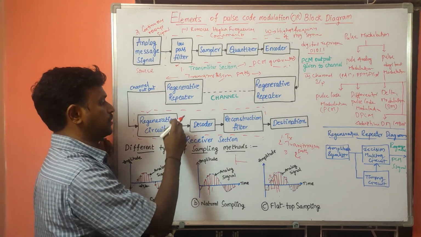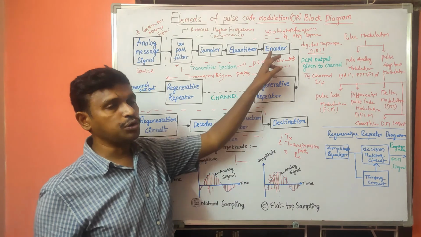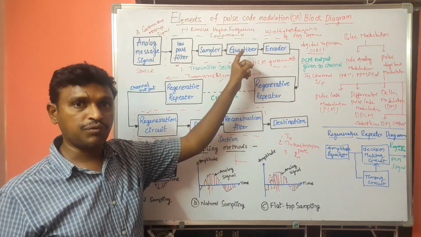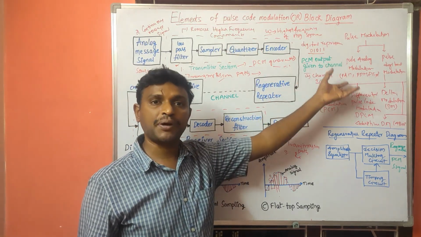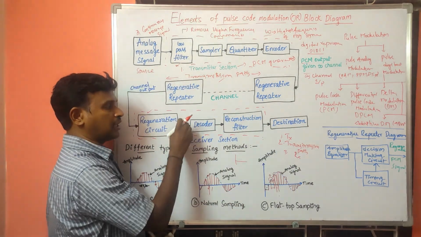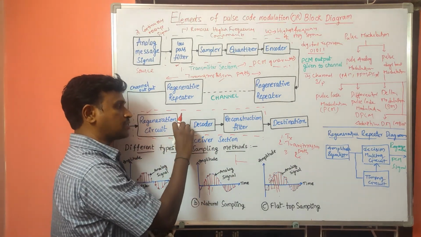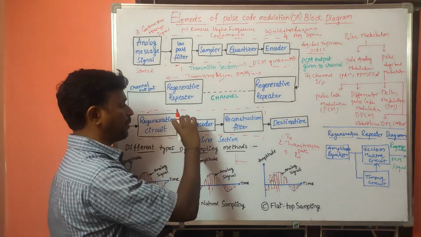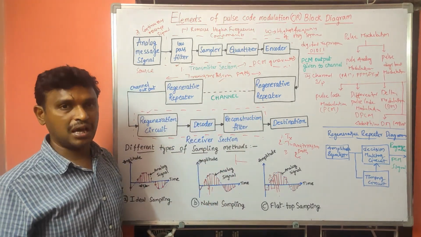The output of this regeneration circuit is given to the decoder. What will the encoder do here? The encoder will convert whatever quantization levels or set of discrete samples into their corresponding digital or binary representation. So here we get binary representation at the input of the decoder. The decoder will convert that binary information into the quantizer levels or the discrete sample levels.